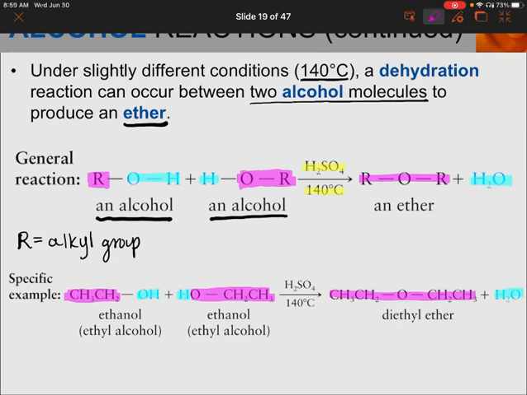So this ether in particular is called diethyl ether because we have an ethyl group on the left and an ethyl group on the right, so that's our diethyl. And then this is an ether, so we just end the name with ether. But we'll talk about how to name ethers later on, so don't worry about naming just yet.